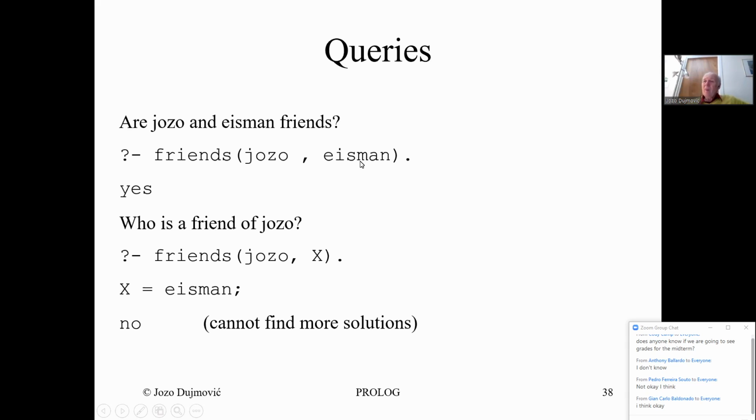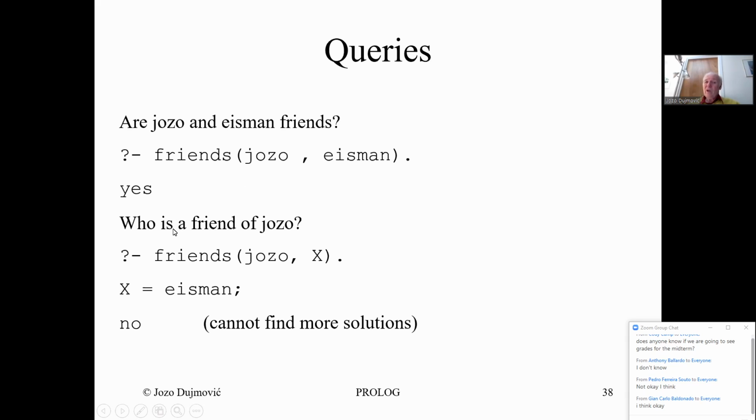Yes or no? And then PROLOG is doing all this search and says, yes, this holds. So in this case, Yozo is input, Eisman is input. Okay. And the answer is either yes or no. Either you can prove that or you cannot prove that. Now, you can also do combinations.